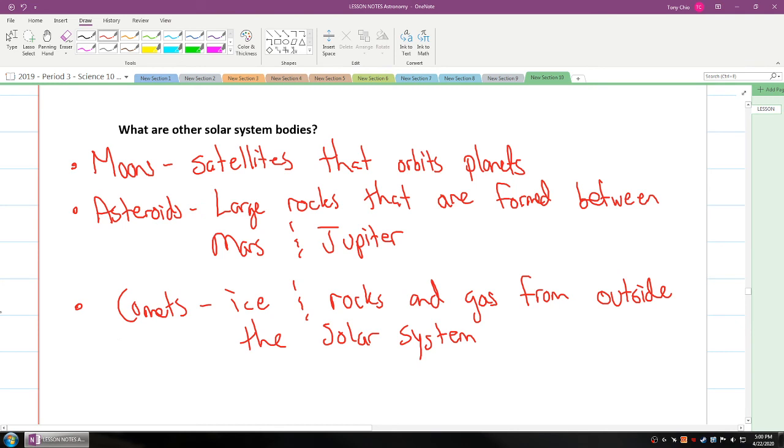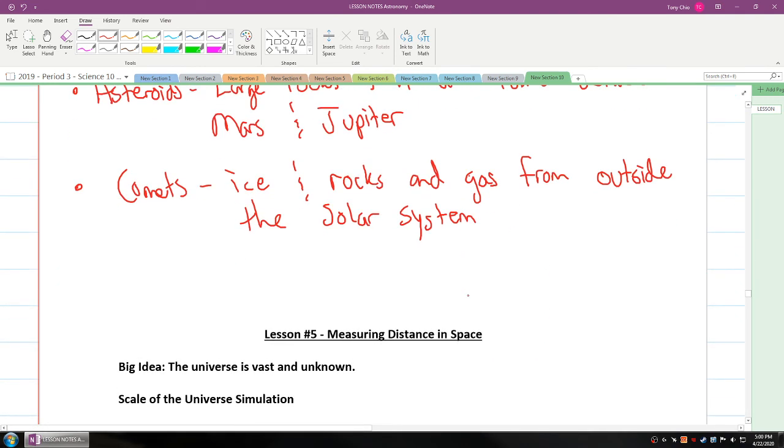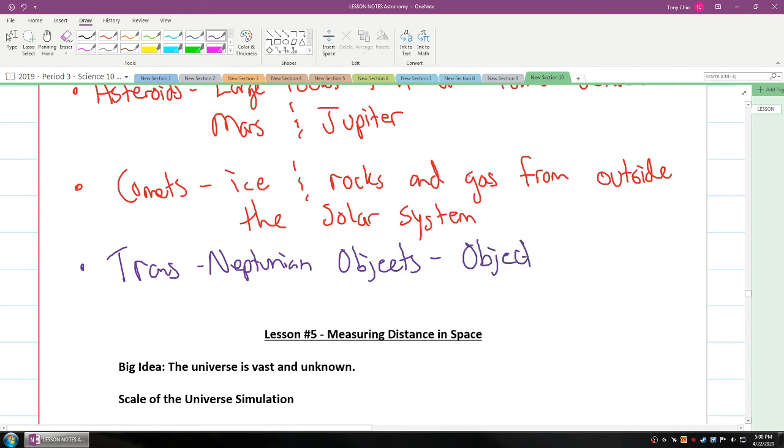We also have trans-Neptunian objects, which are any objects that are beyond Neptune. So Pluto can be called a trans-Neptunian object.